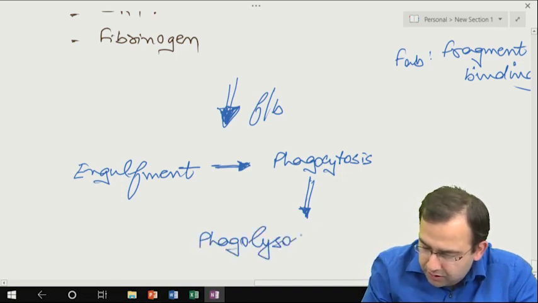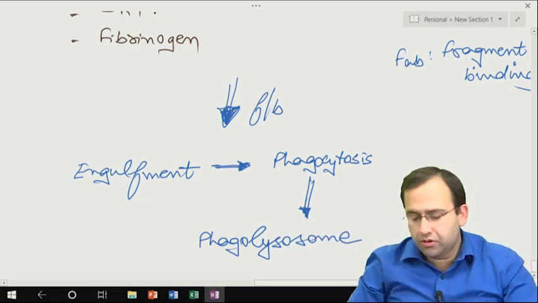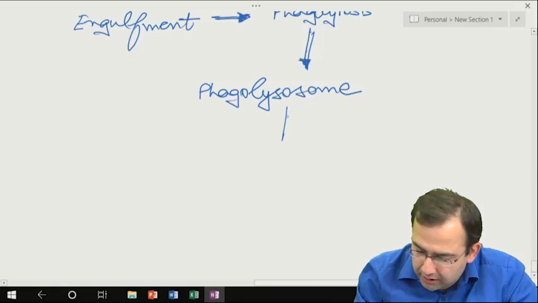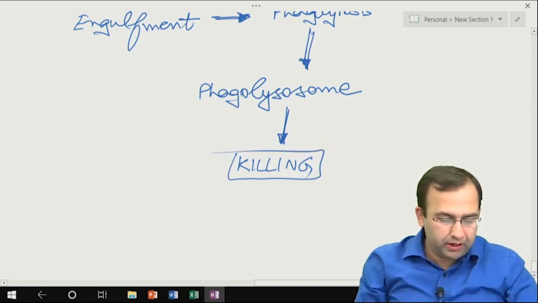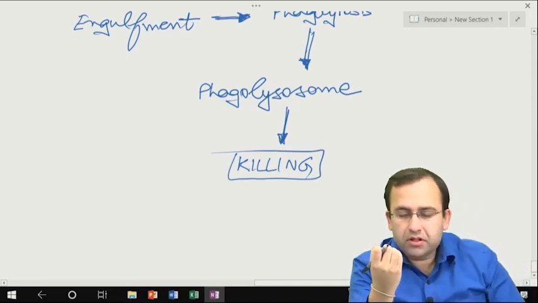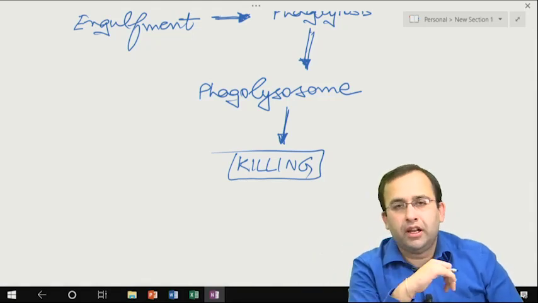This phagocytosed material binds with lysosome. Phagolysosome formation, in turn leading to killing. So phagocytosis, phagolysosome formation, in turn leading to killing.